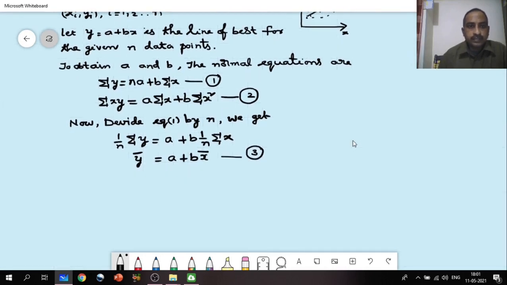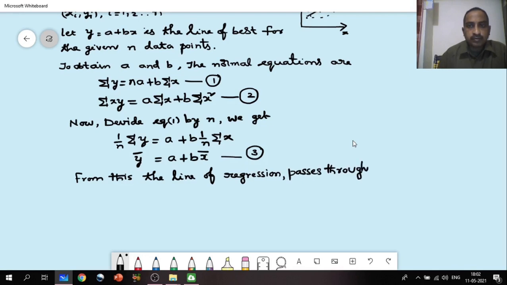Right? So from this, the line of regression passes through the point (x bar, y bar), right? x bar, y bar, that is the mean values of the x series and y series.